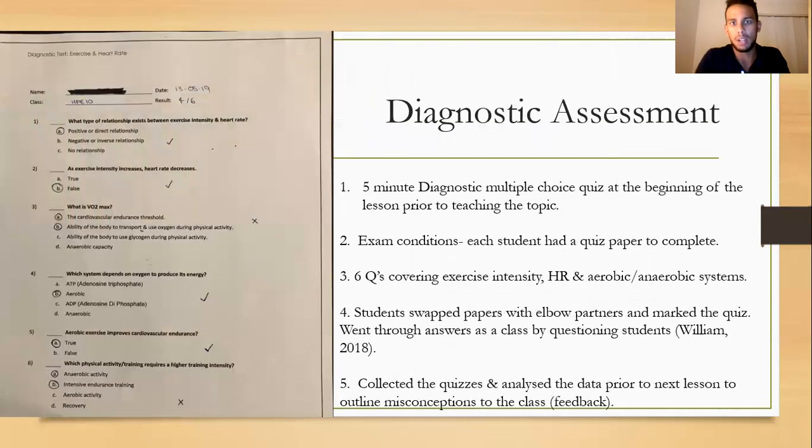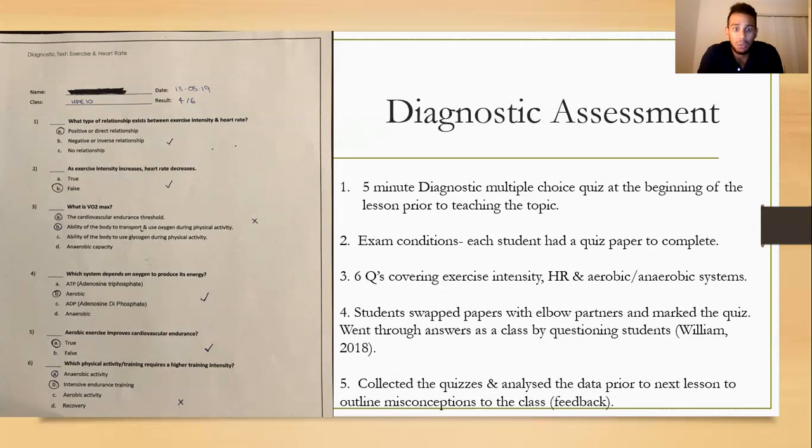All right, so this led on to our diagnostic assessment, which was a 5-minute multiple choice quiz done at the beginning before the teaching of the learning experience. Done under exam conditions. Each student had a quiz paper to complete. There were 6 questions covering exercise intensity, heart rate, and the aerobic and anaerobic systems. Students then swapped the papers with elbow partners, and we marked the quiz as a class. I went through the answers by actually questioning students, obviously in an effective way to gauge what students had down.